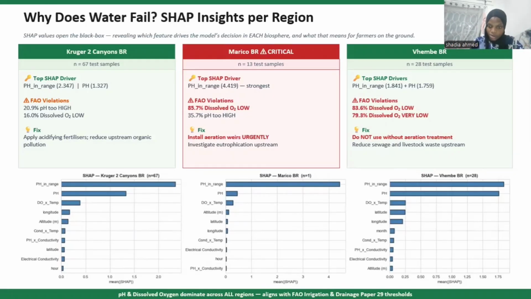And then in Mariko, we see particularly severe dissolved oxygen issues, making it the most critical region. And then in the third region, which was the Vimbe, we also see consistently low dissolved oxygen levels, indicating a need for aeration treatment before irrigation use. So these findings do not only explain the model's predictions, but also provide practical recommendations for improving the water quality. And in summary, I would like to say that the model generalizes well to the unseen regions. It's not biased by the geography, and it remains stable over time. It provides explainable insights that can support water management decisions.